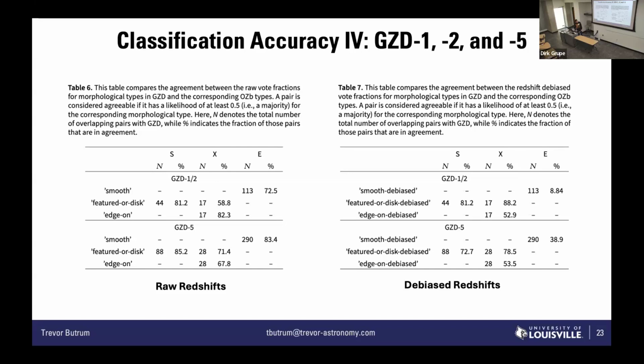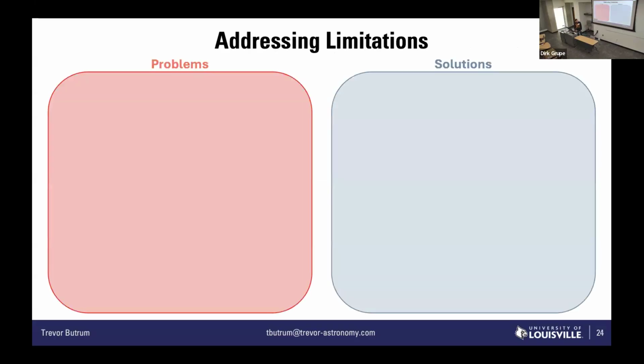I also compared this with the Galaxy Zoo. This is from my paper. And so basically you can see that a lot of this is a percentage of agreement. You can see that there's some good agreement if you took the raw votes, but if you take the debiased votes, there's some disagreement there. If you have a question about that, just ask me.